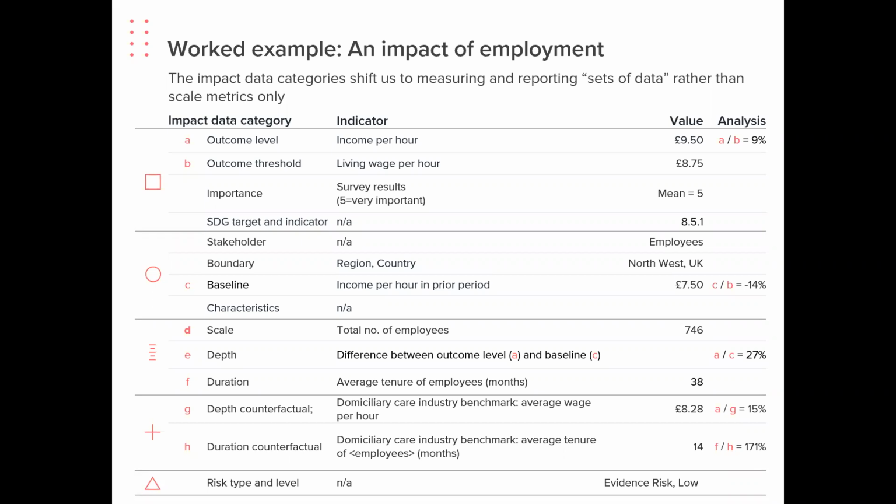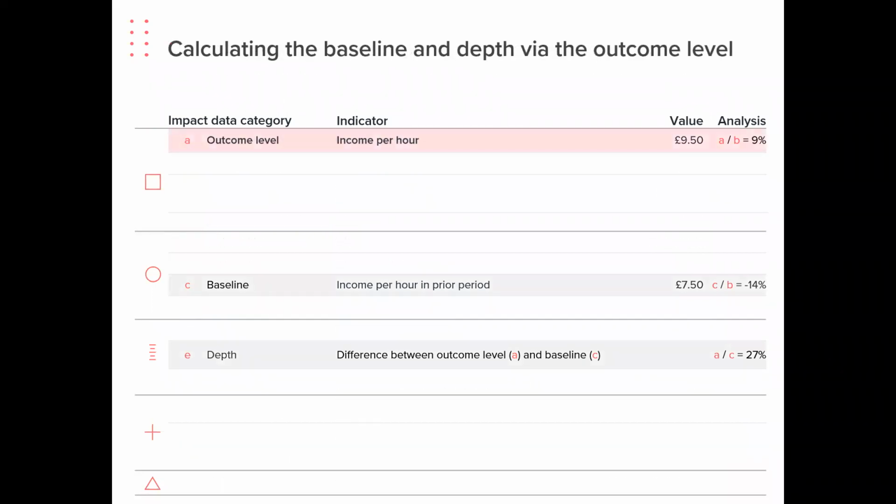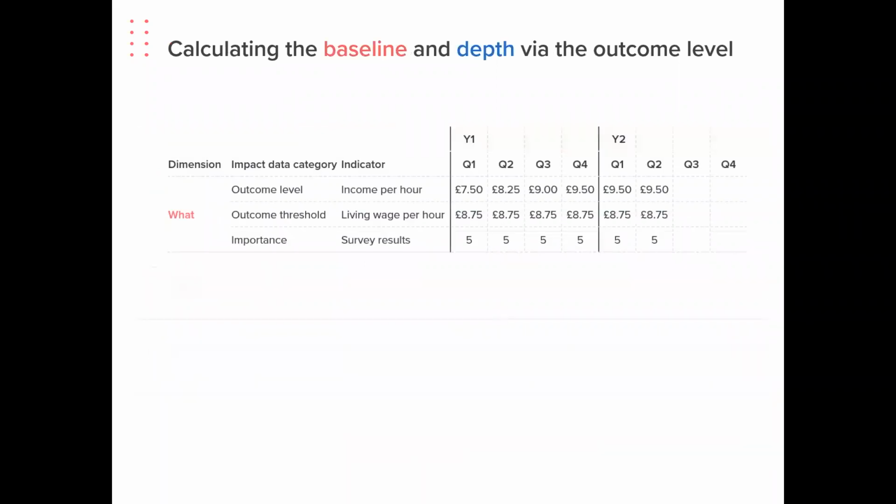for its cooperative members. So that's just giving you a quick flavor of what an ideal complete data set would look like and how these data categories relate to each other. I want to go from that to specifically looking at outcome level, baseline, and depth, and highlight to you that it was frustrating to have to lay these out as categories of data, because in reality, if you're looking at this from a spreadsheet perspective as a company, and you're trying to show your impact on a given population year on year, these concepts are actually intrinsically related to each other.